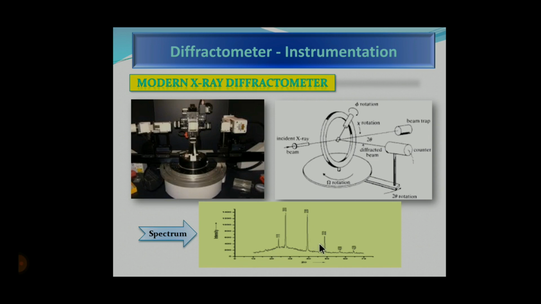Each and every peak will be representing a particular lattice plane, which is represented here as 111, and here is 200, and this is 220, and 222, 400, 420, etc. Each and every visible peak in this spectrum will be representing reflections from a particular plane. In this case we have 200 as the highest peak in the material, which means that the prominent plane in that material is 200, and the second one is 220, right?